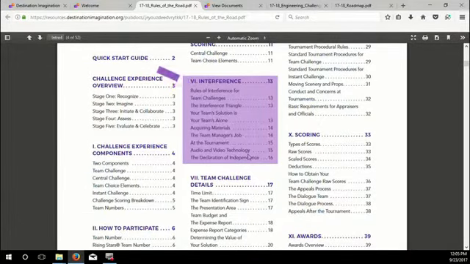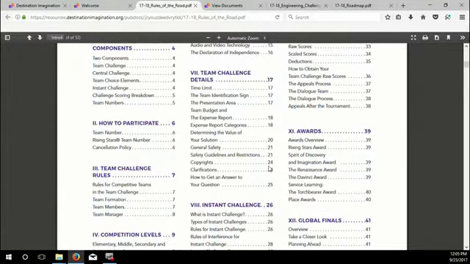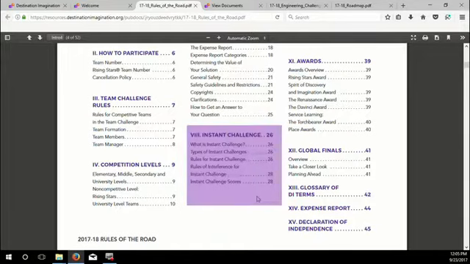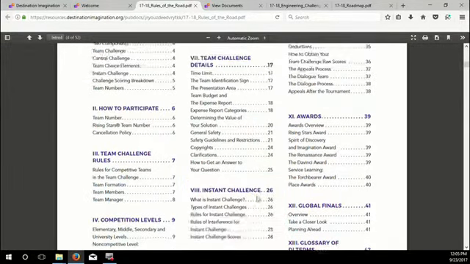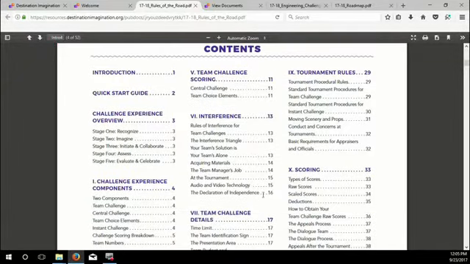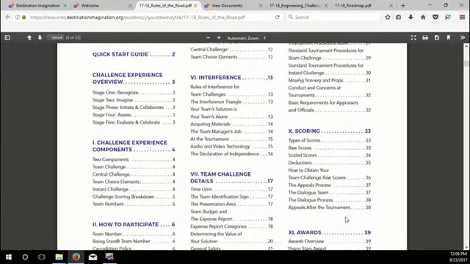Interference is extremely important to understand. It is the basis of the DI program. Then the team challenge section details what you can and can't do in your challenge solution. It talks about Instant Challenge. Then I would stop there for now. Right now, you don't really need to worry about the tournament rules, scoring, awards, and Global Finals.